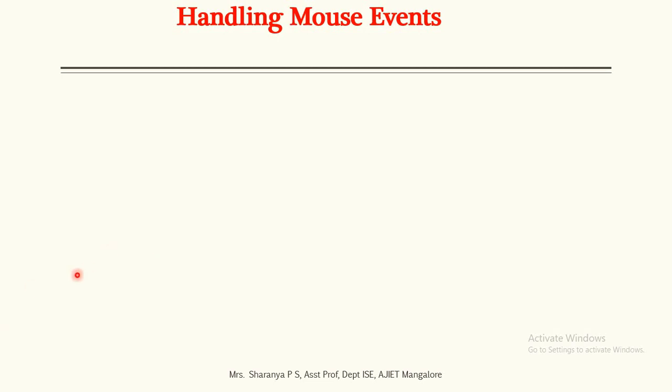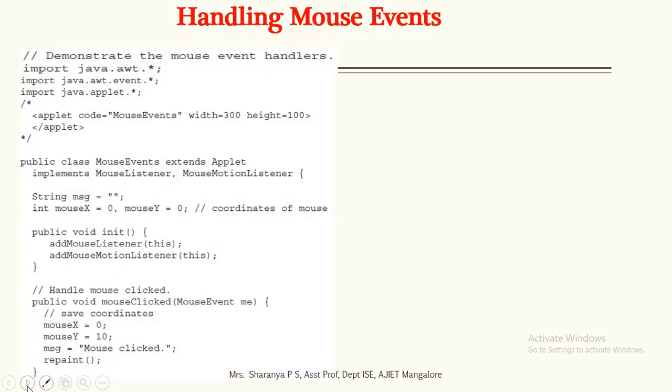And one more operation it does: as the mouse enters or exits the applet window, a message is displayed in the upper left corner of the applet display area. And one more, if we are dragging the mouse, then a star symbol will be shown, which tracks with the mouse pointer as it drags. You will see these different operations managed by the code.